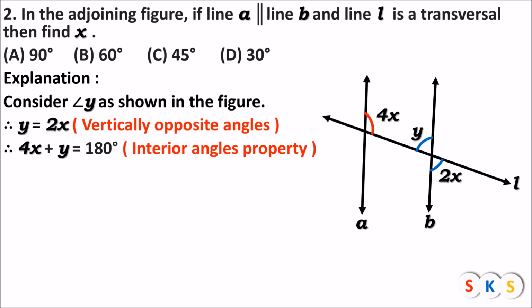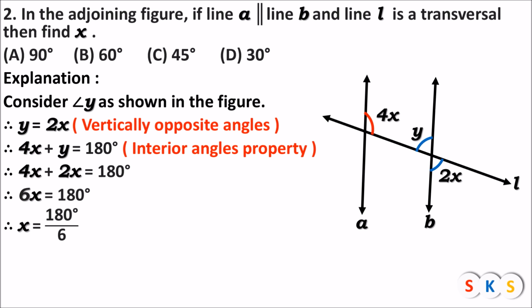Now what we will do, we will replace y by 2x. You can see in the previous step y equals 2x. So we will get 4x plus 2x equals 180 degrees. Therefore 6x equals 180 degrees. Now we will shift 6 to that side. Therefore x equals 180 degrees upon 6. Simplify. Therefore x equals 30 degrees. So which option is the correct option in this question? D. D, 30 degrees, is the correct option.